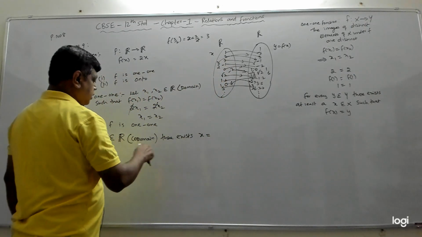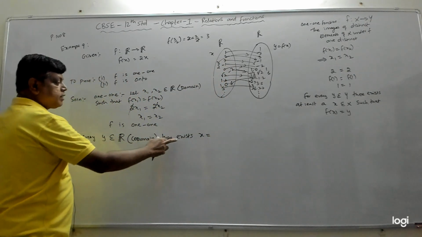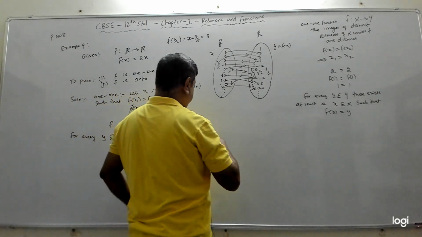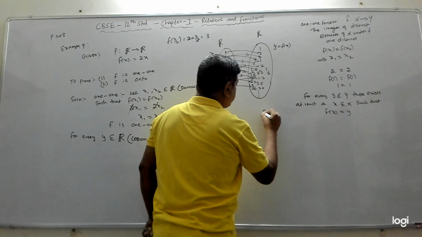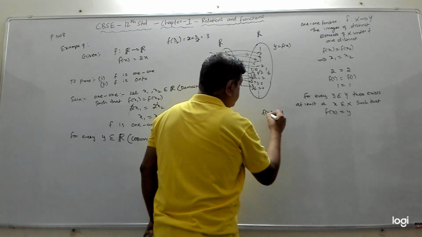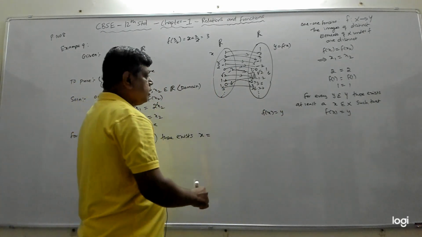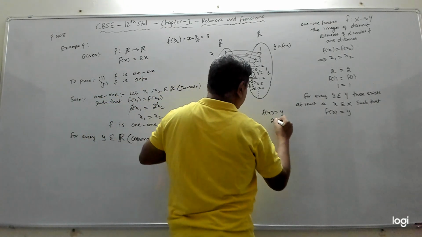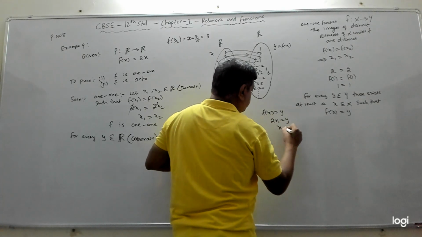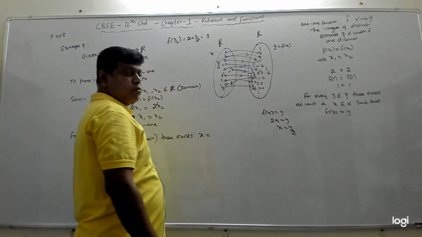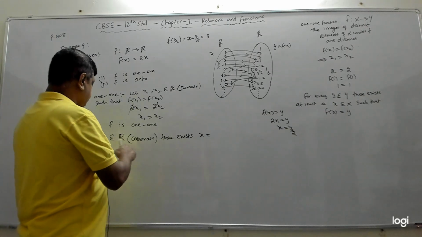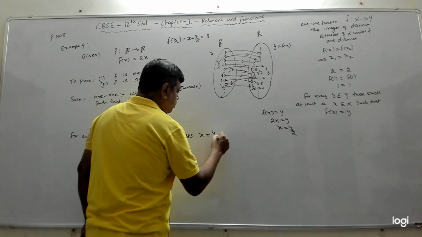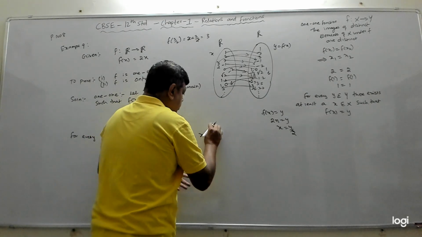For every y belonging to R, there exists x. How do I find that x? We should put f of x equal to y. Do this in the rough work. Don't show it in the main work. f of x is y. What is f of x? 2x. So 2x is equal to y. From this find x. x becomes y by 2. So for every y belonging to R, there exists x equal to y by 2.